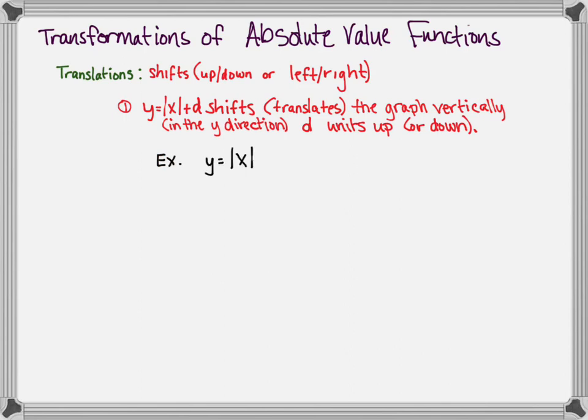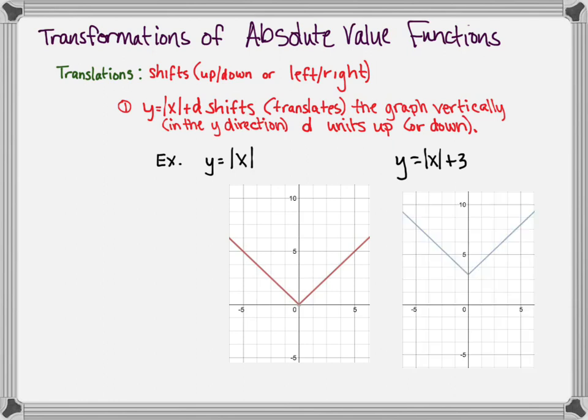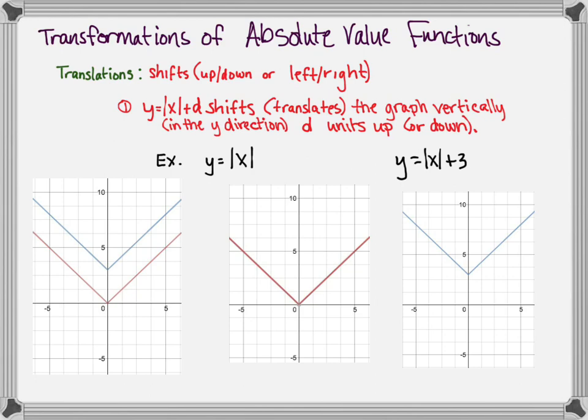So for example, y equals the absolute value of x is our parent function. And if we want to look at y equals the absolute value of x plus 3, we have this graph here in blue. It's easier to look at them on the same coordinate plane. So here we can see the parent function in red, our translated graph in blue, and we can see that our graph is translated up 3 units.